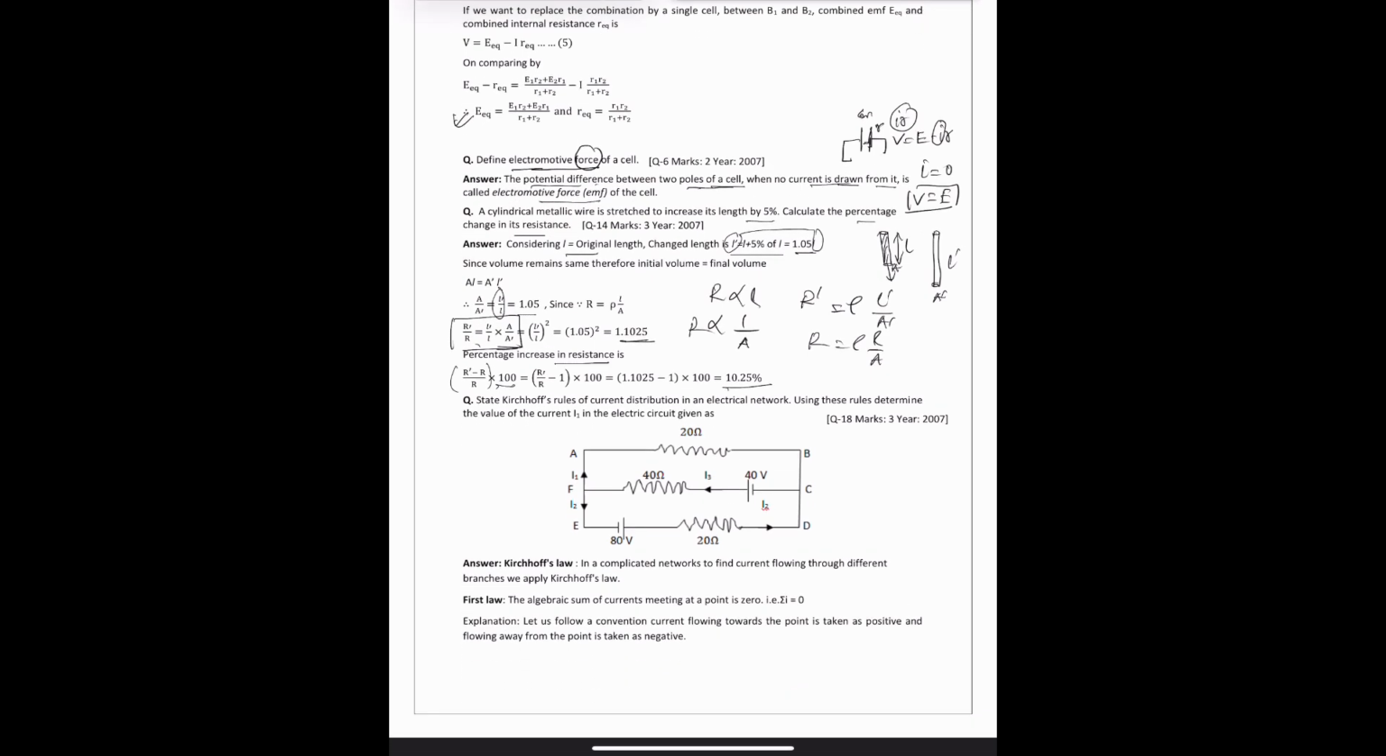State Kirchhoff's law of current distribution in an electrical network. Using this rule, determine the value of current I1. Okay, so we have already discussed this. Repeat the question: the value of current I1 is to be found here.